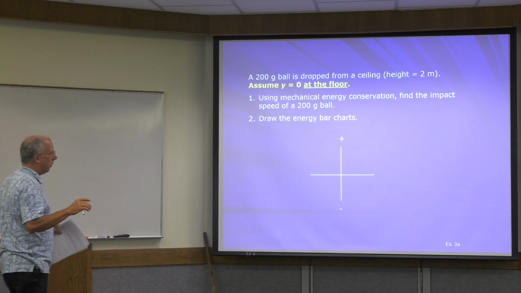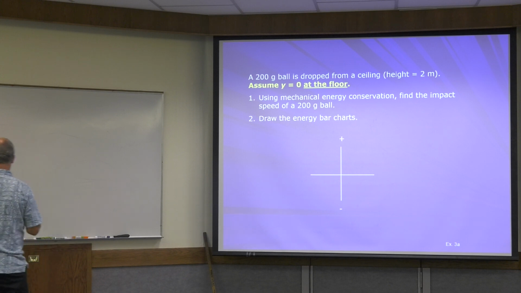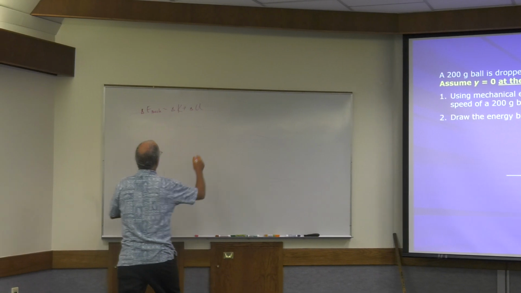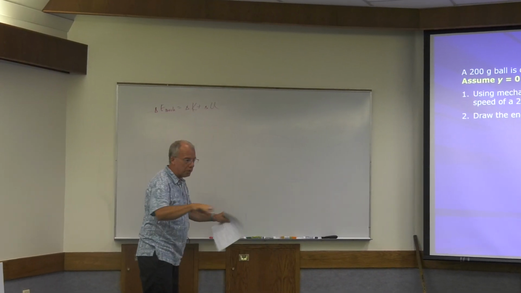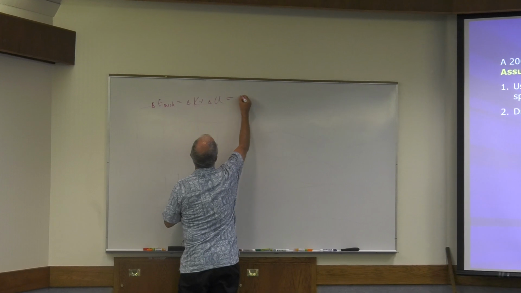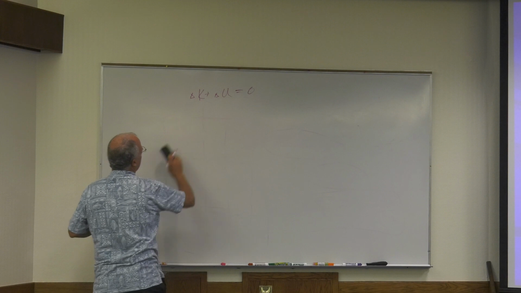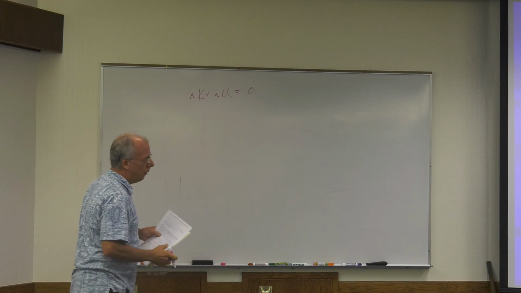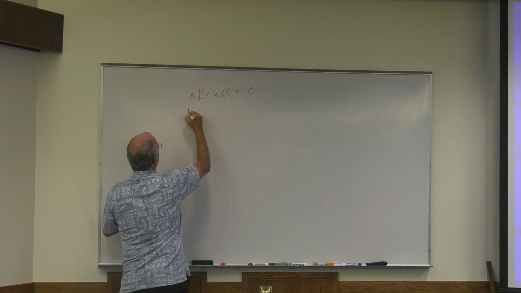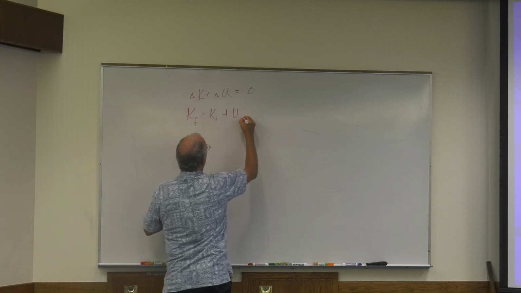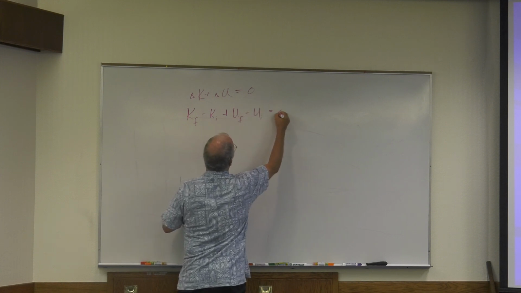But before we do that, I want to show you something incredibly useful. We had that the change in mechanical energy was the change in kinetic energy plus the change in potential energy. And of course, if we have no dissipative forces, no friction, things like that, this is 0, which is great. This is totally true, but it's not as useful as it can be. What's delta K? K final minus K initial. What's delta U? U final minus U initial. And that equals 0.